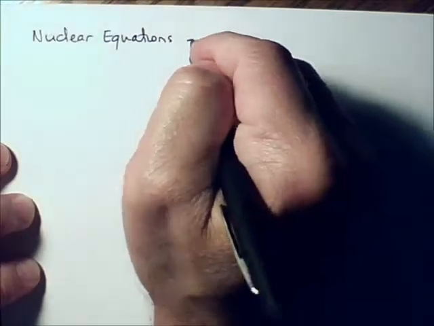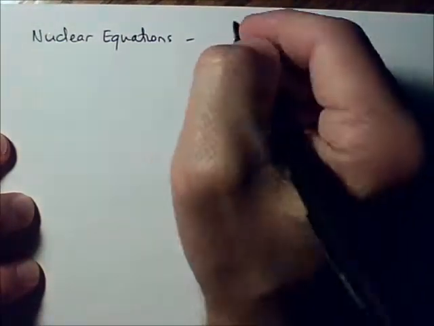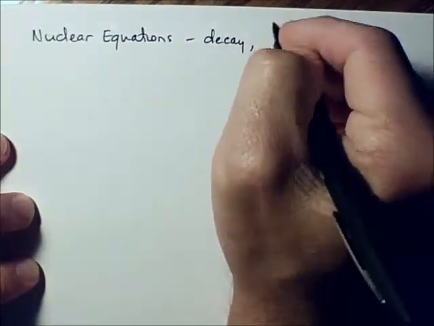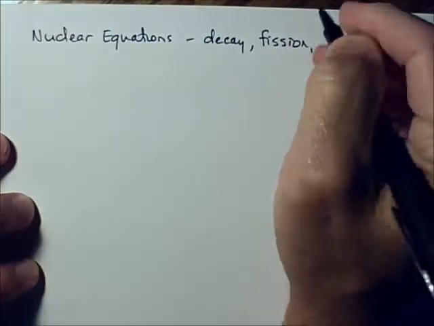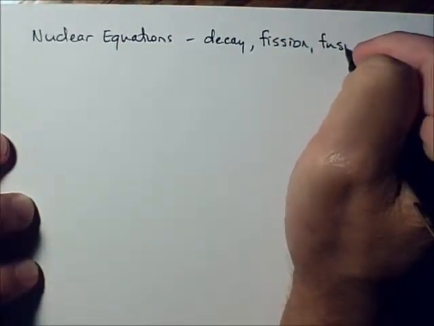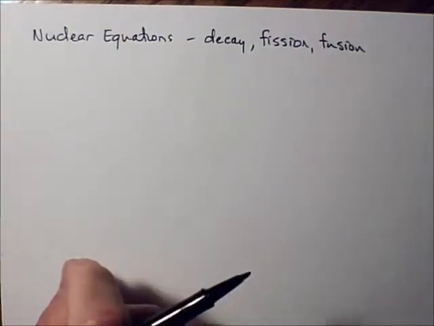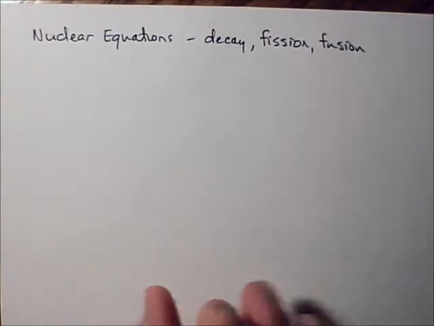Now, nuclear equations show what's happening when we have nuclear decay, we have nuclear fission, and we have nuclear fusion. Nuclear equations show what's going on with nuclear decay, nuclear fission, and nuclear fusion.